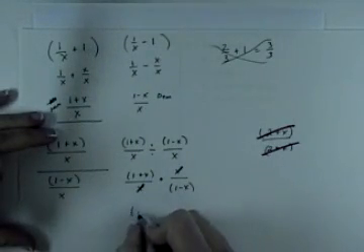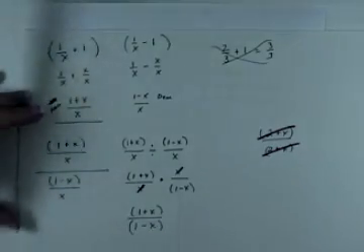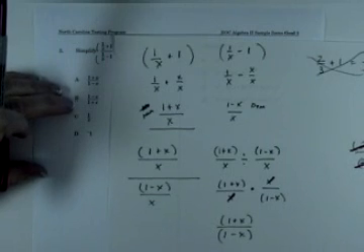So what are we left with? 1 plus x over 1 minus x. That's it. That's the best you can do until you know what x is. So let's look over here at our answers. 1 plus x over 1 minus x. Look at B, 1 minus x over 1 plus x.